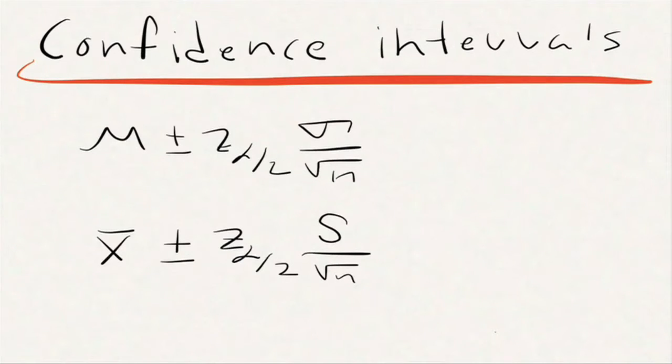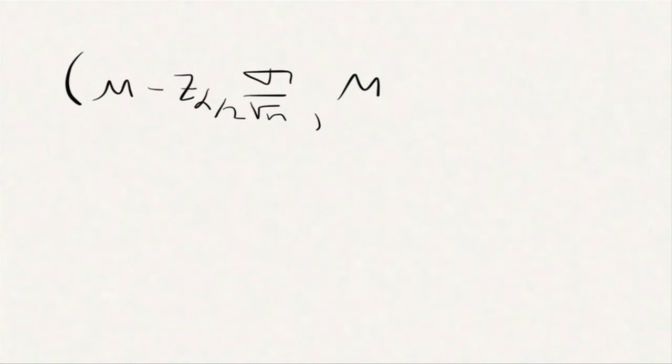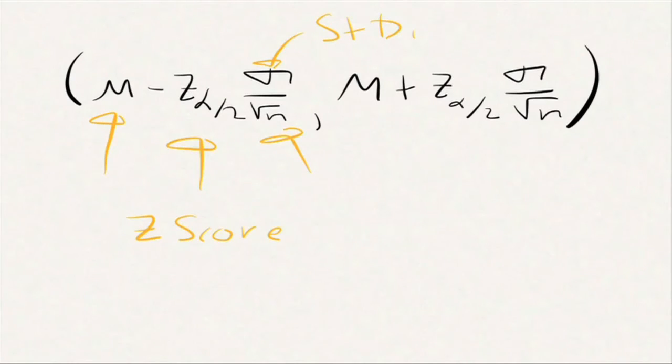Then, both of those break out into two cases. It's like the quadratic formula. You can do that. You can do this. You're going to get mu minus z alpha over 2 times the standard deviation divided by the square root of n. And then you're also going to get mu plus z alpha over 2 times the standard deviation divided by the square root of n. Then, if you were doing confidence intervals with t-scores, these z's would be t's.